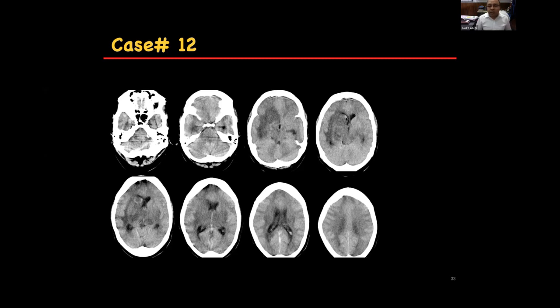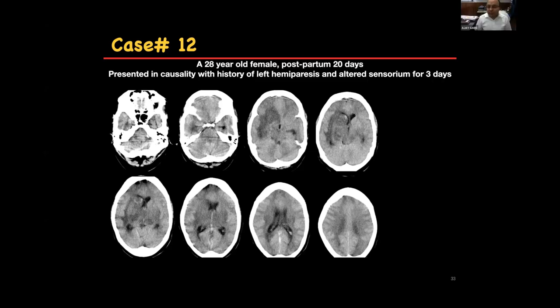Like we can see in this case, an area of hyperdensity in the region of the caudate nucleus. That suggests there is a bleed in this region. And look at the bilateral internal cerebral veins, plus the sagittal sinus and straight sinus, which are hyperdense. That suggests there is a thrombus within them. This patient is a 28-year-old female, 20 days postpartum, who presented in casualty with a history of left hemiparesis.